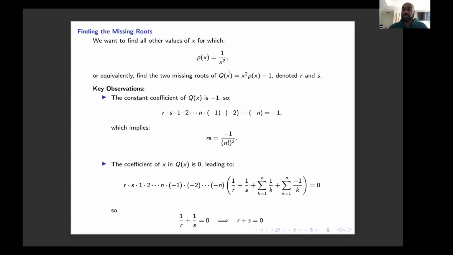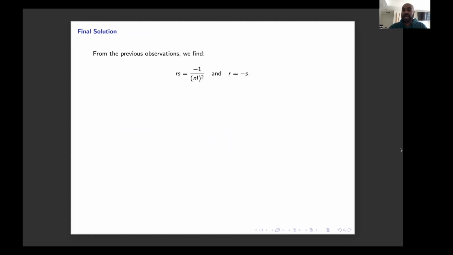which will then give us the remaining values of x that satisfy this equation right over here. So rewriting what we have, r times s is negative 1 over n factorial squared, and r plus s is 0, which means r is negative s. So we put that together, and we can see pretty quickly that r and s are 1 over n factorial and negative 1 over n factorial, and we can choose which one is r and which is s, it doesn't matter. And so these are the two values that remain for which p of x is 1 over x squared.